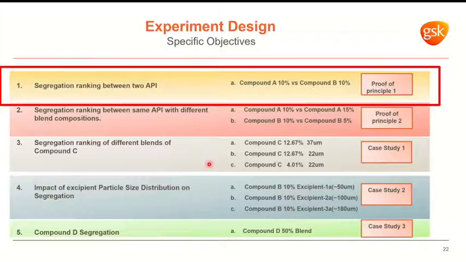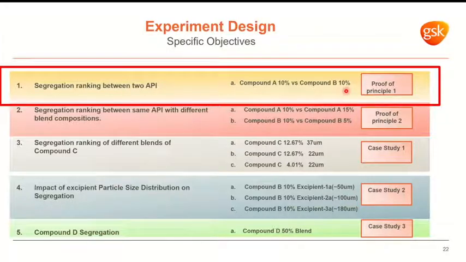So the way I designed this experiment was that in the beginning, we have to prove that this method is a valid method. In order to do that, we wanted to see the segregation ranking between two different APIs, for which we selected compound A, which was 10%, and compound B, which was 10% in its blend. So the API amount in compound A was 10%, and the remaining 90% were different kinds of excipients. And the same is true for compound B, which is a different API, which was again 10%, and the remaining 90% were the excipients.